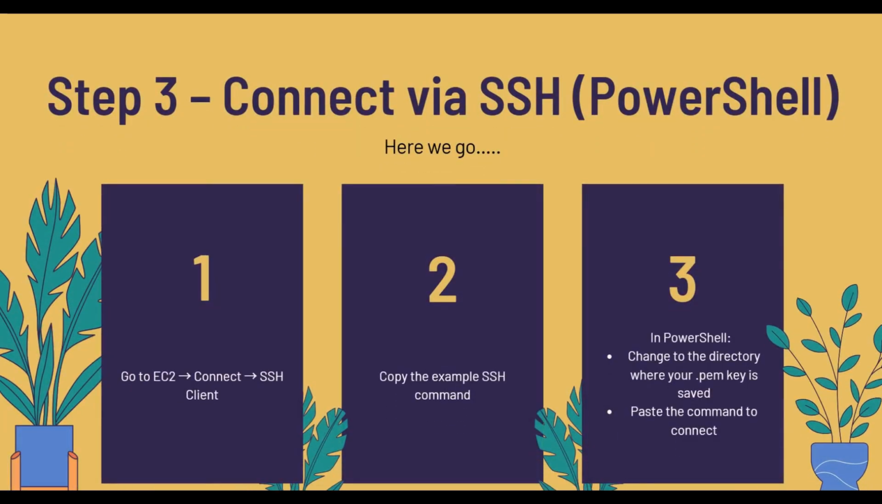Step 3 is connect via SSH. Now let's talk to our Linux server using something called SSH. Think of SSH like a secret tunnel into your server. You will copy a command from AWS and paste it into PowerShell on your computer. Don't forget to be in the same folder as your key file. It is like your house key to access the server. If it says welcome to Amazon Linux, you made it correctly.